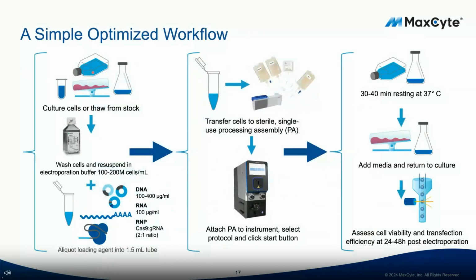So usually our workflow looks like this, where you would culture your cells, wash them and resuspend in MaxCyte electroporation buffer at a high cell density, 100 to 200 million cells per ml. You would mix with your loading agent, whether that's DNA, RNA, or CRISPR-RNP, and then load that into the appropriate processing assembly, depending on how many cells you need for your process. Electroporate, and after electroporation, we usually have a recovery step for 30 to 40 minutes to allow the cell membrane to recover. Afterwards, you would culture in culture media and then analyze the cells at the indicated time points.